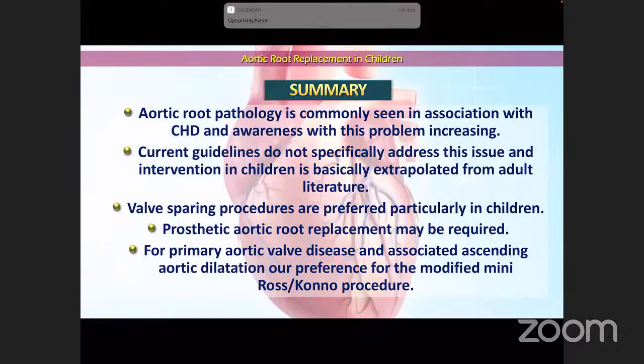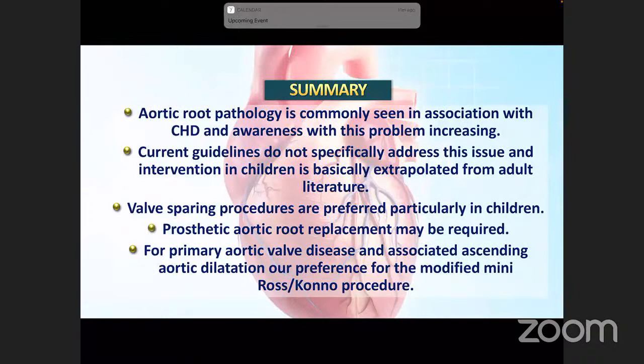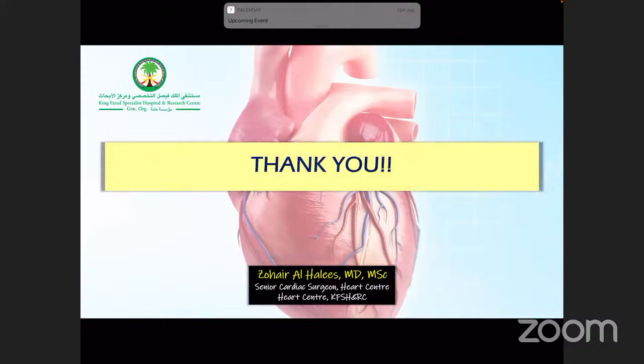So just in summary, aortic root pathology is commonly seen in association with congenital heart disease, and awareness of this problem is increasing. Current guidelines do not specifically address this issue, and intervention in children is basically extrapolated from adult literature. Valve sparing procedures are preferred, particularly in children. Prosthetic aortic root replacement may be required, and for primary aortic valve disease and associated ascending aortic dilatation, our preference, of course, is for the modified mini Ross procedure, which I explained to you and which we introduced from this institution. Thank you. Any questions, happy to answer.